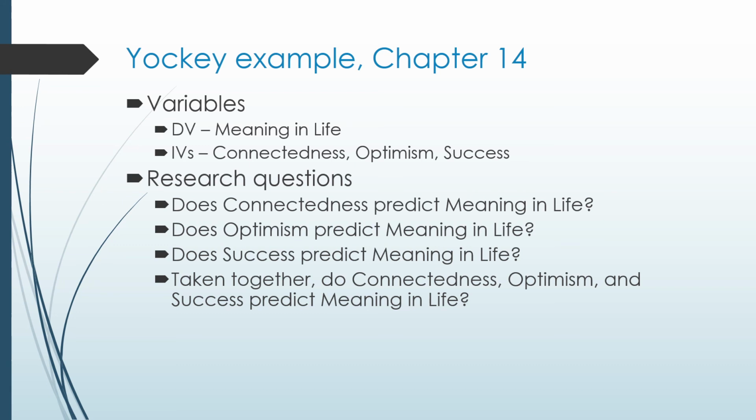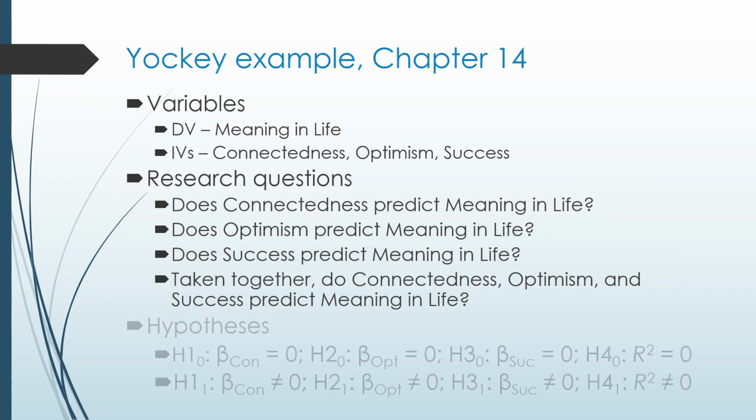So since we have 3 independent variables, we're actually going to have 4 research questions. The first one is, does connectedness predict meaning in life by itself? Does optimism predict meaning in life by itself? Does success predict meaning in life? So those are the 3, 1 for each of the 3 independent variables. And then our fourth question is about the entire model. Taken together, do connectedness, optimism, and success predict meaning in life? So those are the 4 research questions that we're going to be looking at.